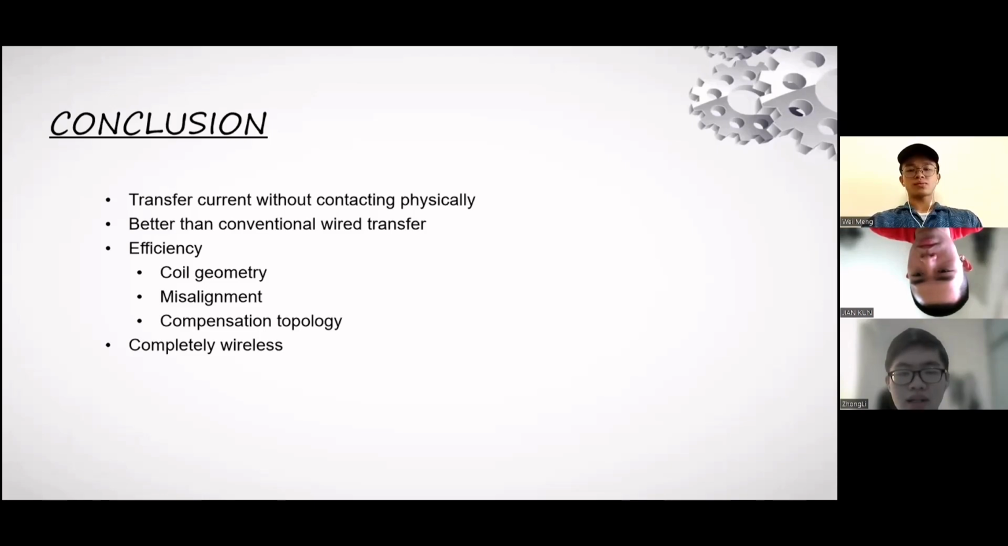For recommendation, to improve the efficiency of IPT, there are a few factors like coil geometry, misalignment, compensation topology, and so on. In our opinion, a circular coil geometry with parallel alignment between both coils, and the position also parallel in compensation topology, can be used to increase the efficiency of IPT. In future, we believe that everything will become wireless completely soon.